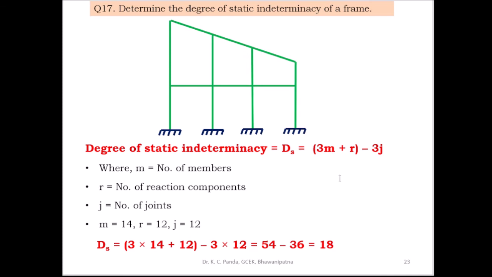Then by using this formula, you can find out the degree of static indeterminacy. DS is equal to 3 into 14 plus 12 minus 3 into 12. So this is equal to 18. And also you can find out using the other approach. So you have to make it open configuration. So here the number of chords required: here one chord is required, this loop becomes open. Here one chord required, so this loop becomes open, and here one chord required, so that this loop becomes open. So 3 chords required here.